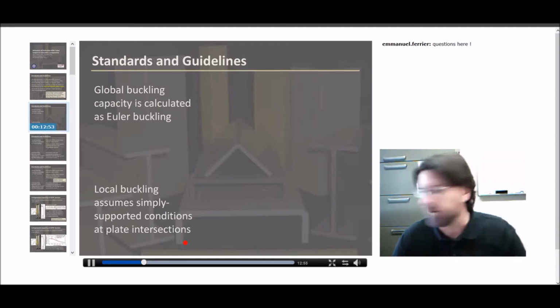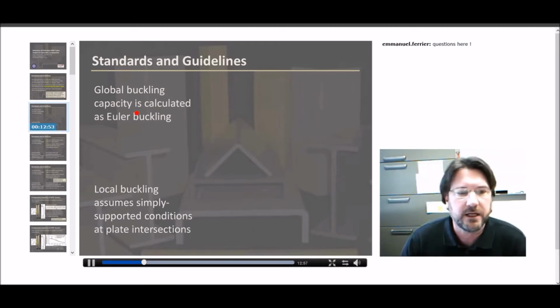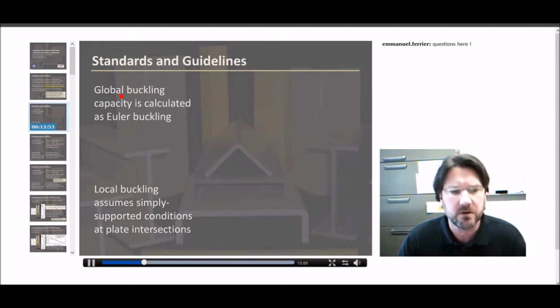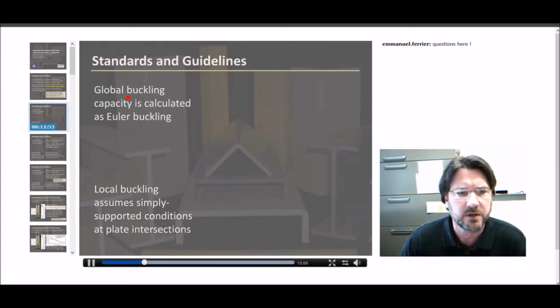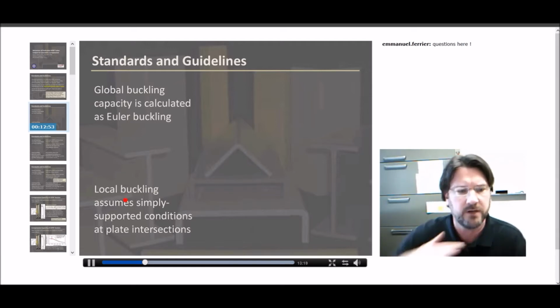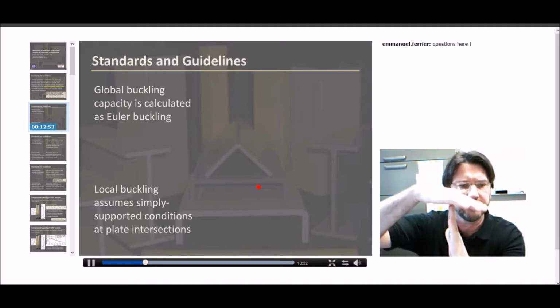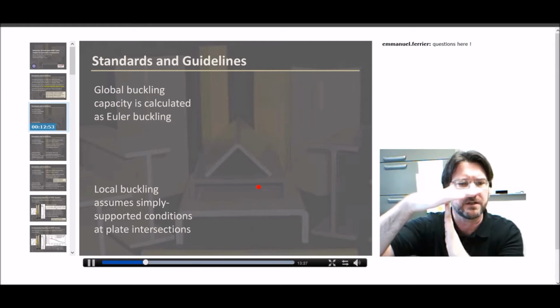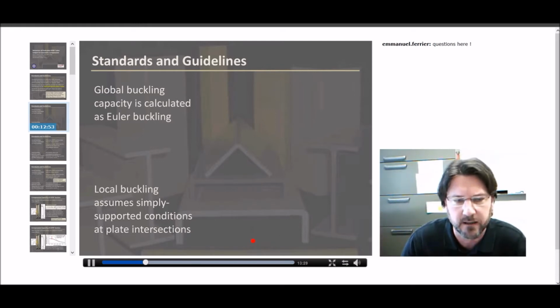We're really looking at a couple of issues here. Squash loads are very easy to calculate, and they're really not that much different. So we're talking about global buckling, which is essentially calculated as the Euler buckling load, and local buckling. Presently, in the available standards and guidelines, we associate local buckling with simply supported conditions at the plate intersections. So a web and a flange are supported at a pin, which of course is not kinematically correct, although it results in relatively straightforward calculations.